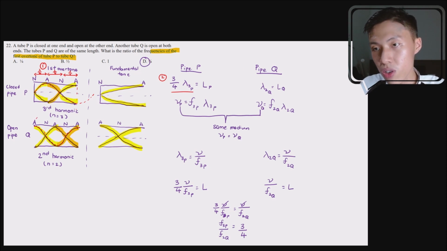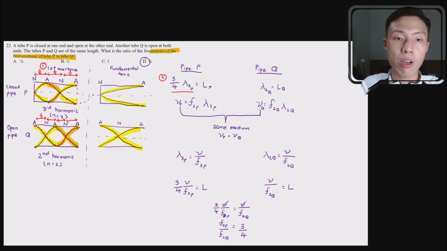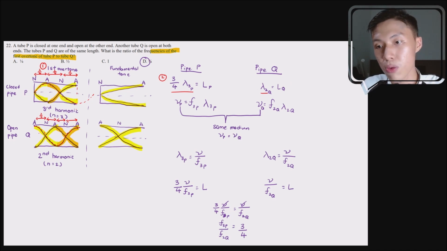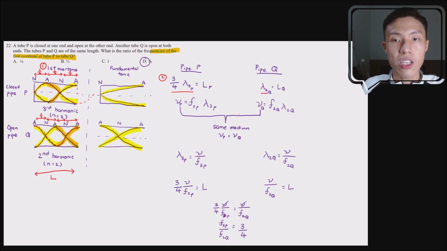For this situation, you can see that lambda over 4 happens 1, 2, 3, 4, 4 times of lambda over 4. That's why 4 times lambda over 4, you get lambda. That's one way of doing it. So you know that it will be equals to the length of the pipe. Okay, so that is the second thing you need to do. You need to be able to build this equation based on the diagram that you draw.